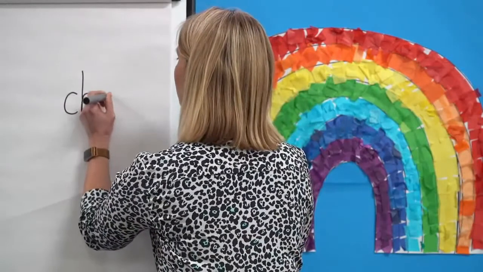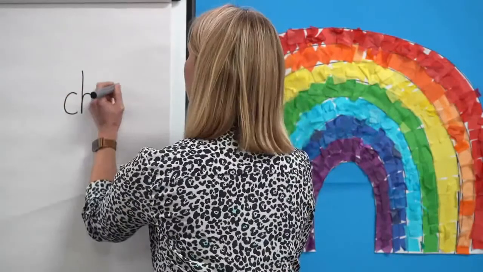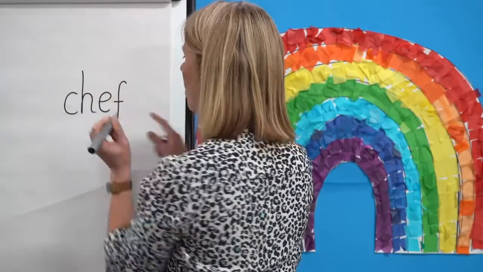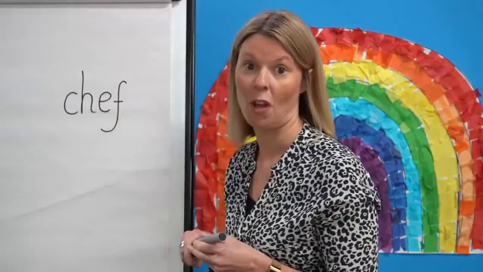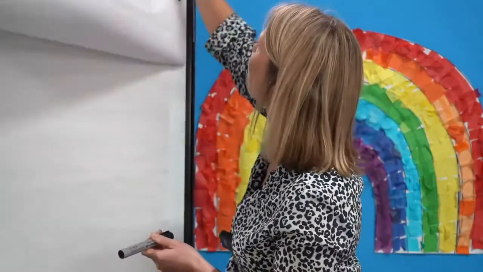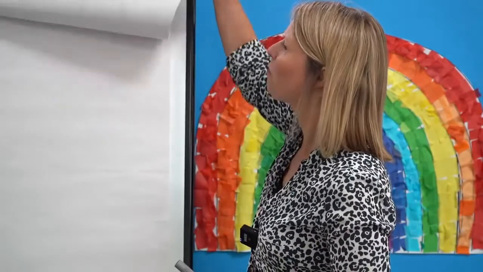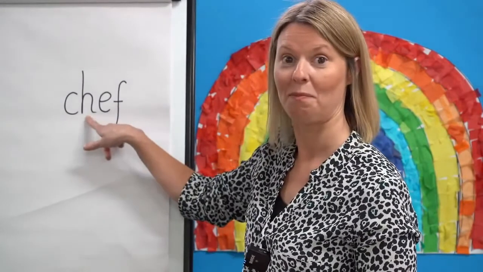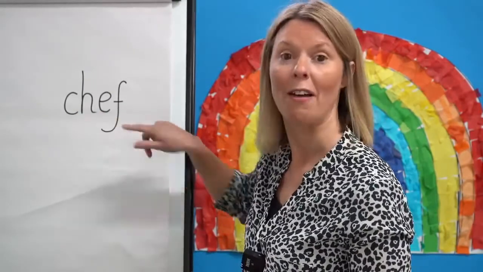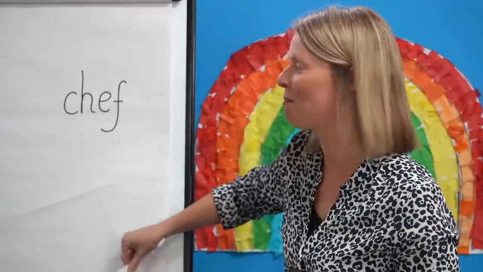Sh, e, f, chef. Have a go. I'm hiding it. Write them down. Are you ready? Did you remember the digraph? Here. Chef, chef. Well done. Did you get it right? Let's try another one. Let's spell brochure.